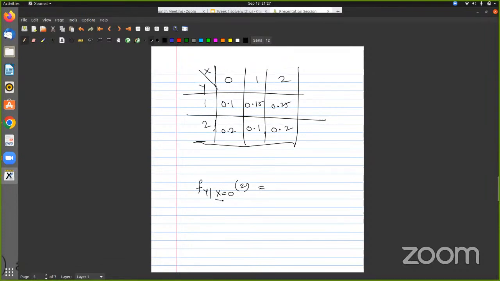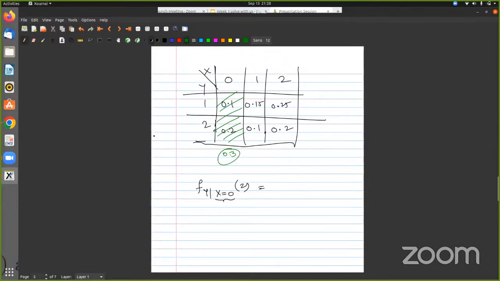What does that mean? When I say conditioned on x equals 0, that means we are restricted to this place, right? Given that x equals 0, what is the probability of x equals 0? It is 0.1 plus 0.2, which equals 0.3. Conditioned on that, I wanted to find, okay, I have to look.